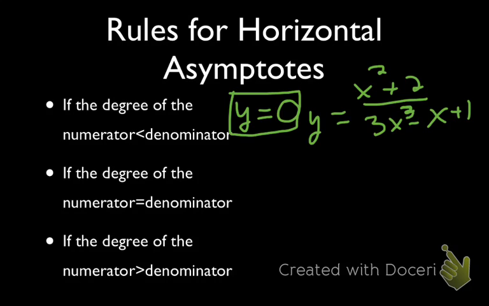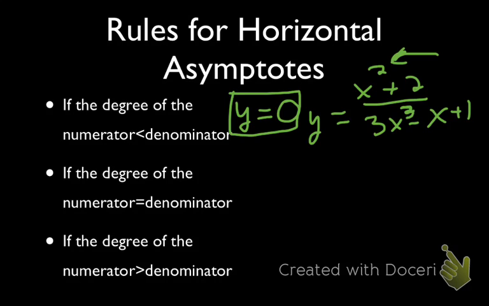How do I know the degree on top is 2? I'm looking at the highest power of x in the numerator. It is 2, so the degree on top is 2. The degree on the bottom, I look at the highest power of x on the bottom. It's 3, so it's a degree 3. So I've got a degree 2 on top and a degree of 3 on the bottom.